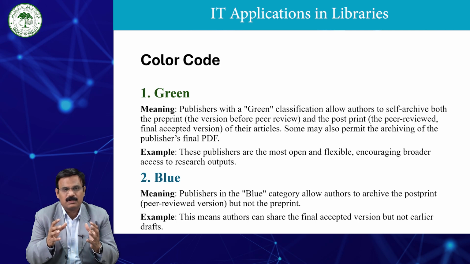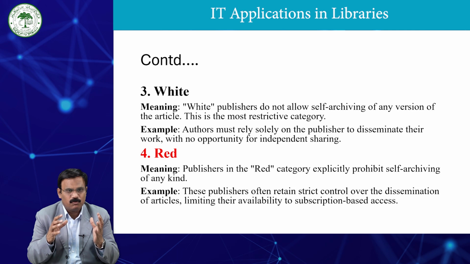The publishers in the blue category allow authors to archive the post-print, that means the peer-reviewed version, but not the preprint. For example, authors can share the final accepted version, but not the earlier draft. And the publishers with the white color do not allow self-archiving of any version of the article. This is the most restrictive category. Authors must rely solely on the publisher to disseminate their work with no opportunity for independent sharing.